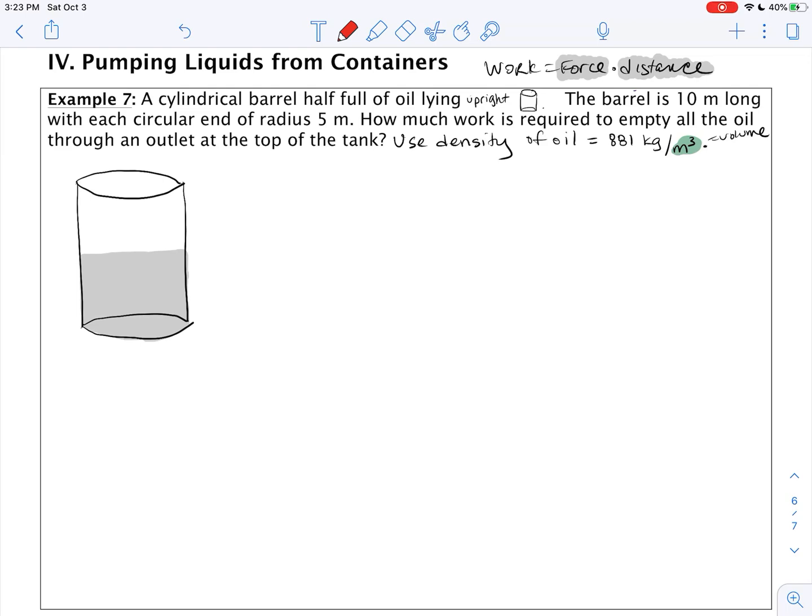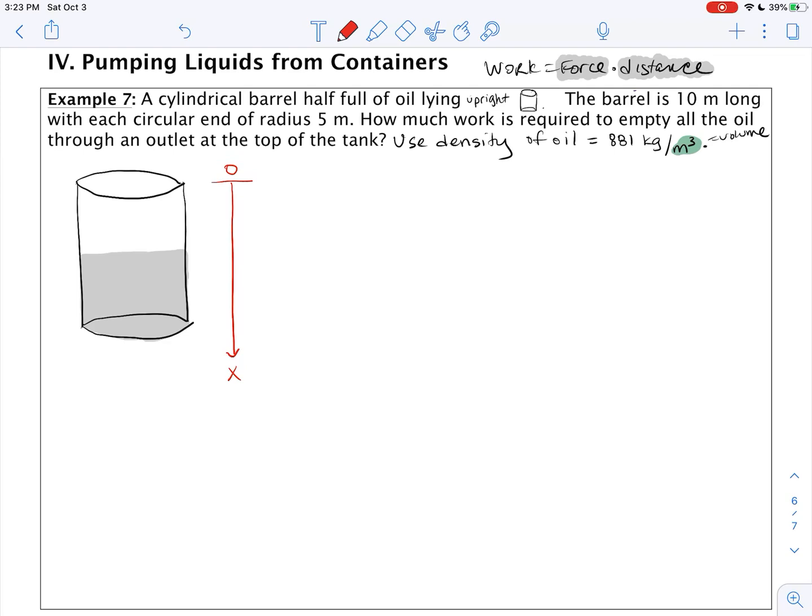All right. I tend to think that wherever you need to pump it out over should be the 0. So I'm going to put 0. I'm going to draw some axes here, and I'm going to put my 0 at the top of the tank. And I'm just going to label that axis X. It's okay if you want to label it Y. If you want to use vertical axes as always the Y axis, that's fine. You're just going to be developing an integral in Y, and that's fine.